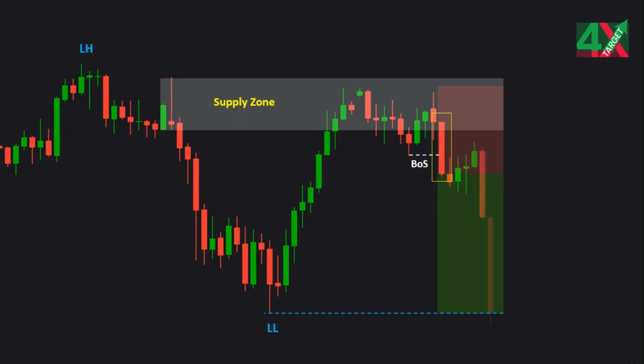Remember, market structure is the language of price. Learn to read it, and the market starts speaking to you.